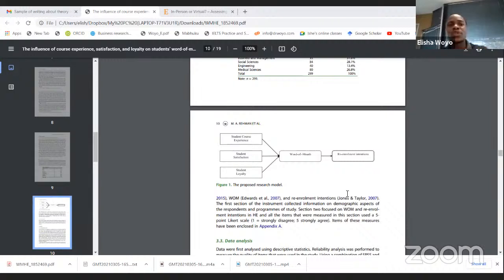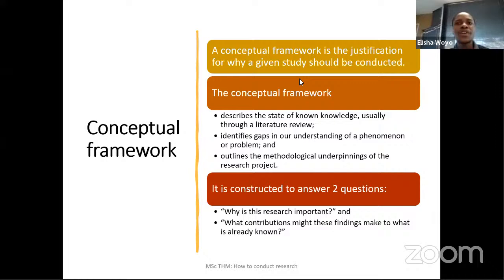So you should be able to show this as a researcher: if I am to summarize my work as a concept in a diagram, what should be working? A conceptual framework also shows the justification of why a given study should be conducted. If you look at those diagrams, in our review and background, we have been arguing that studies that have looked at those three constructs, student course experience, student satisfaction, student loyalty, informing word of mouth communication, and word of mouth influencing whether someone who has completed a bachelor's degree wants to come back and do a master's, that kind of research is limited. So a conceptual framework is my justification of why I should go ahead and do this particular study.